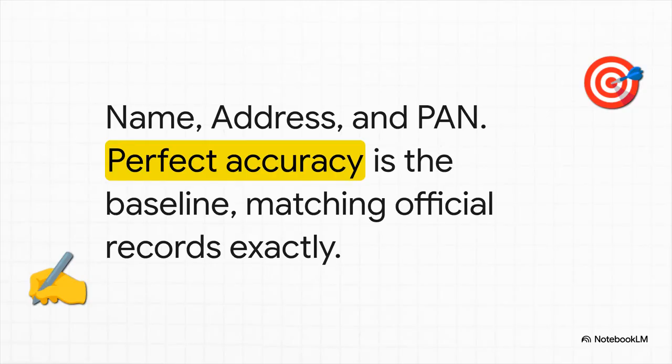So, clauses 1 to 3 cover the name, address, and PAN. Sounds simple, right? But a small typo, maybe an old address, that's an immediate red flag. It just screams carelessness. The key thing here is to make sure this data is an exact match to the official PAN records. No exceptions.